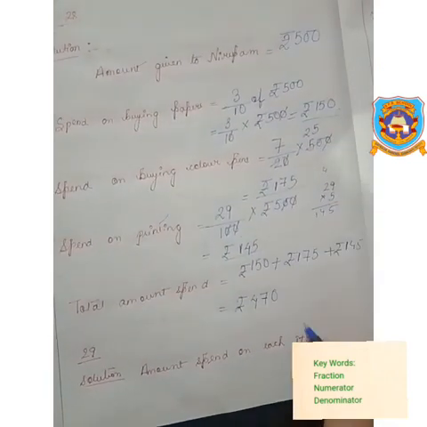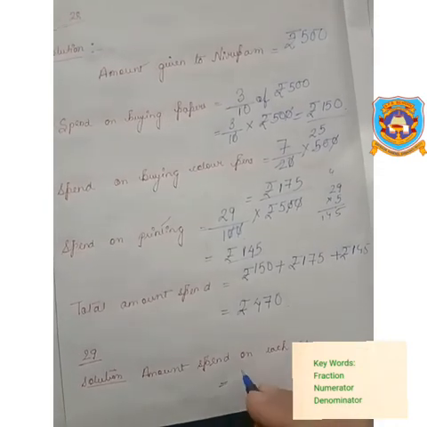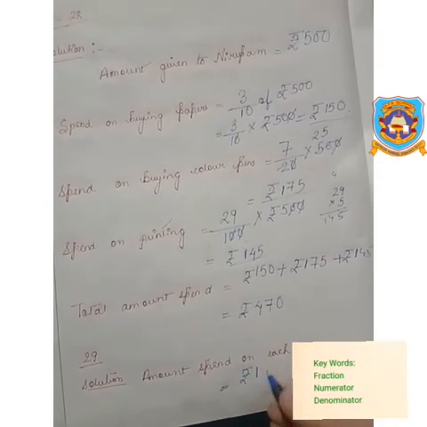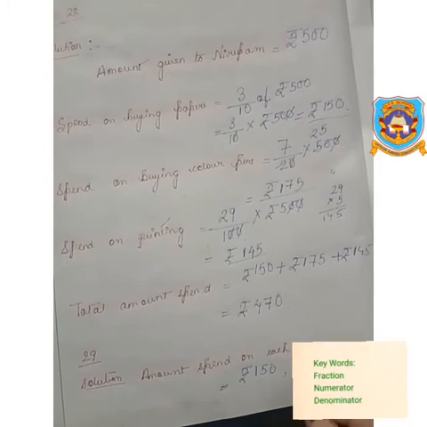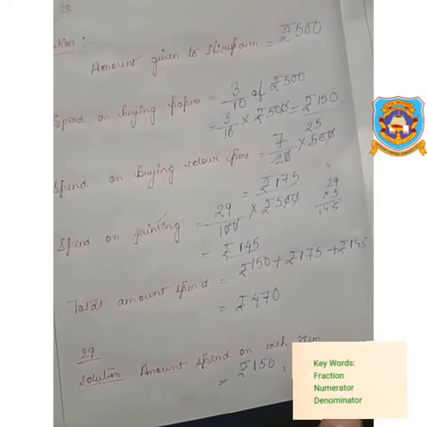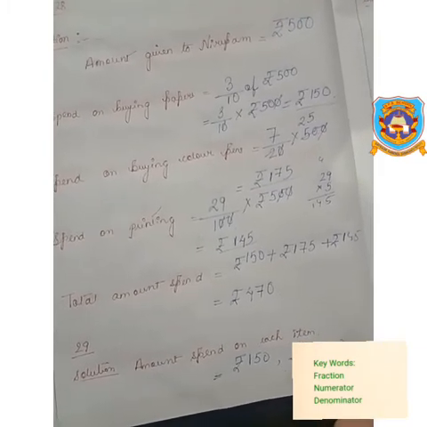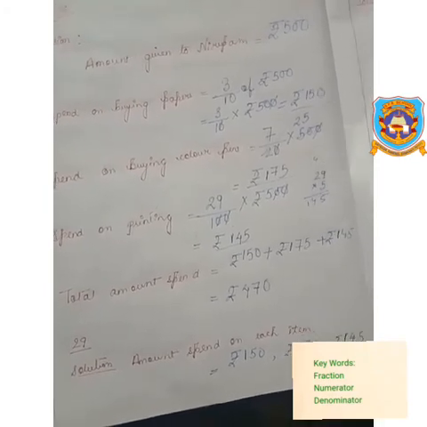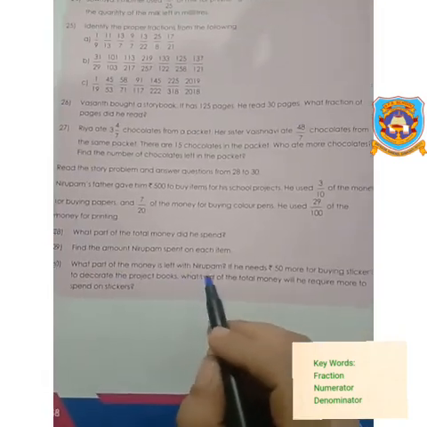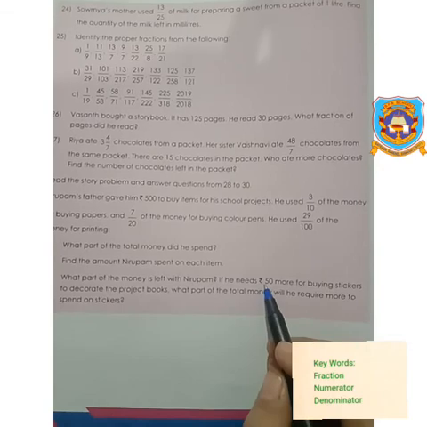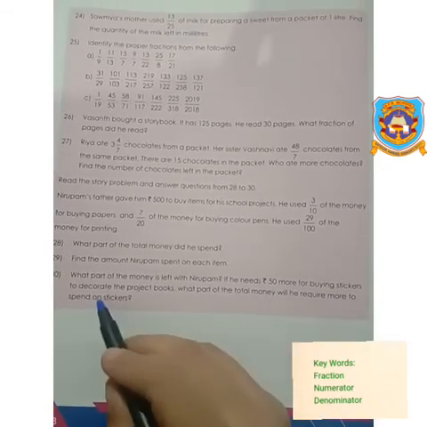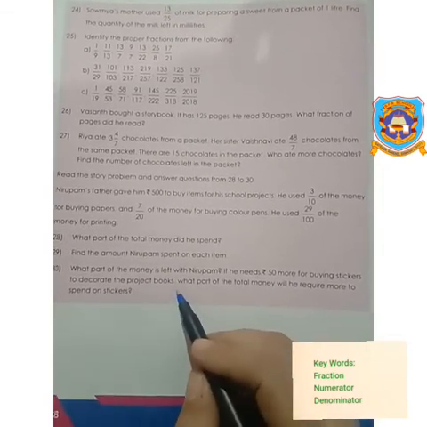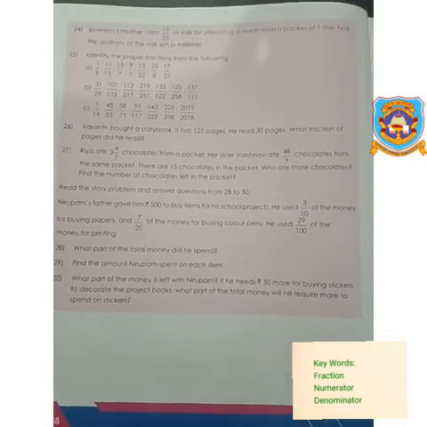The next question is, find the amount Nirupam spent on each item. We already got the amount spent on each item, so you can just write it: rupees 150, rupees 175 and rupees 145. The next part of the question is, what part of the money is left with Nirupam? If he needs rupees 50 more for buying the stickers to decorate the project work books, what part of the total money will he require more to spend on the stickers?